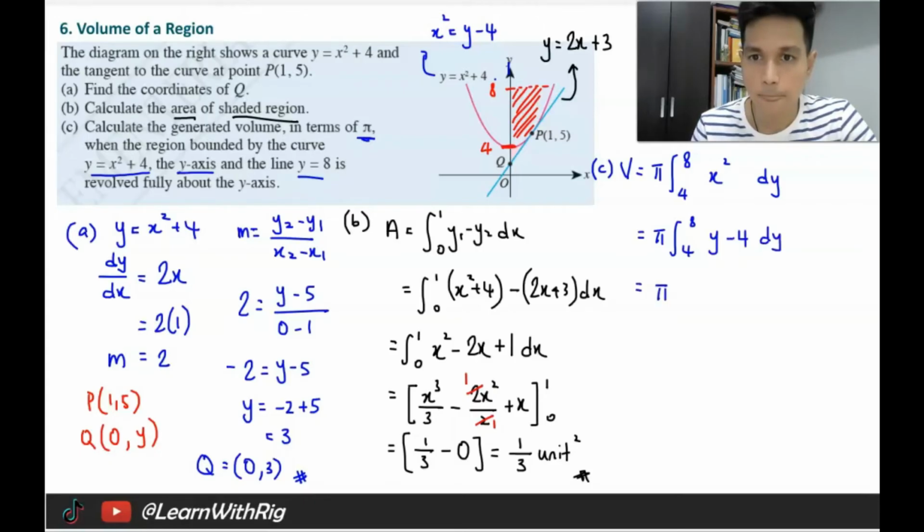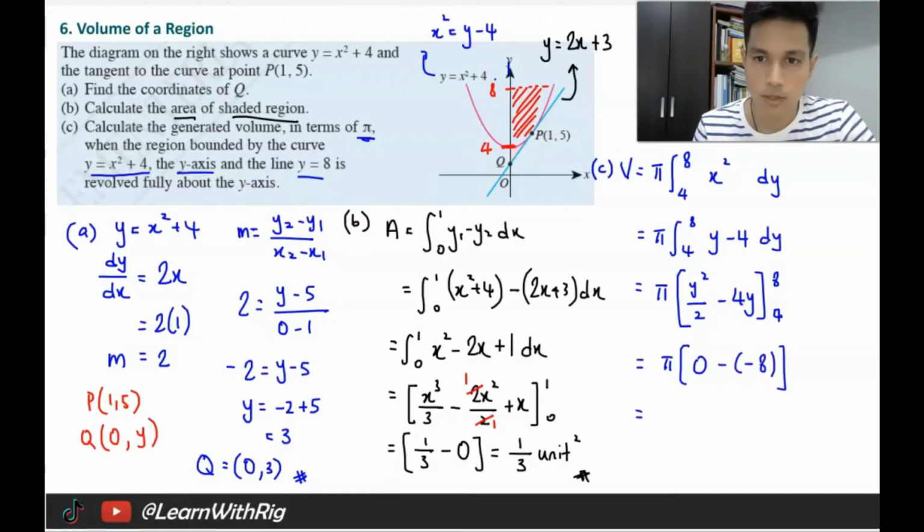So you get y square over 2 minus 4y. Here you substitute 8 and also 4. So when you substitute y equals to 8, you should get 0. And when you substitute y equals to 4, you should get negative 8. So your volume should be 8 pi unit cube. Okay, so this is how you find volume. So in this question, you have finding the coordinate, you have area and also volume. Okay, let's see the next one.